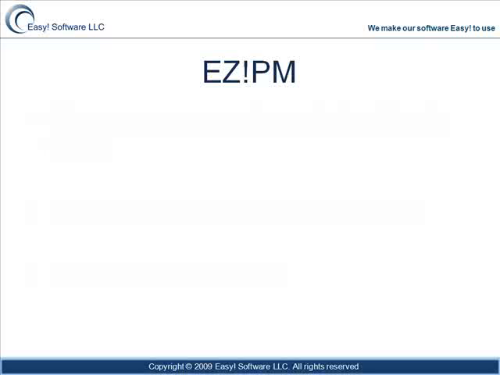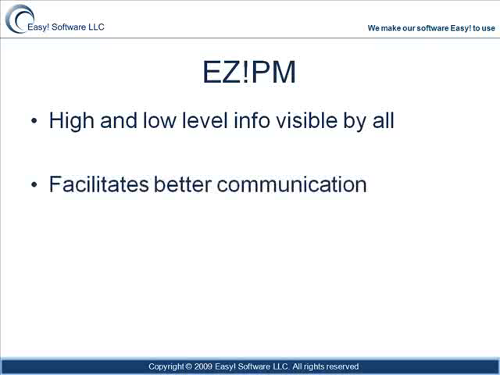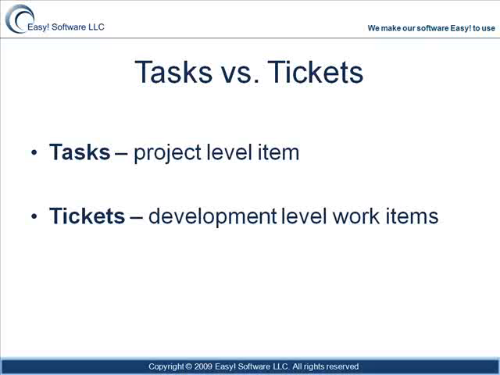As such, high-level project info and low-level development and system testing related info is all interchangeable and readily available to all project members. This means EasyPM makes a project more visible, facilitates better communication, and enables managers to manage risks more effectively. Due to the customizability of EasyFlow, there are a lot of ways to organize work. For this demo, we will use one of the more common ways.